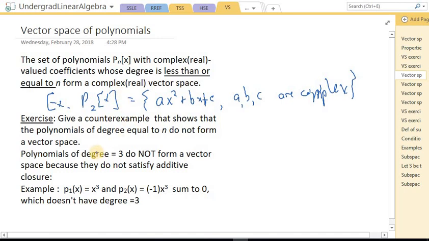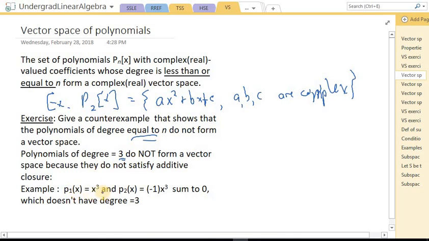Okay. All right, so here's an exercise. Give a counterexample that shows that polynomials of degree equal to n do not form a vector space. So it turns out that polynomials of degree equal to 3, for instance, do not form a vector space because they don't satisfy additive closure. For example, like I said, if you want to show something's not a vector space, you should find an example.